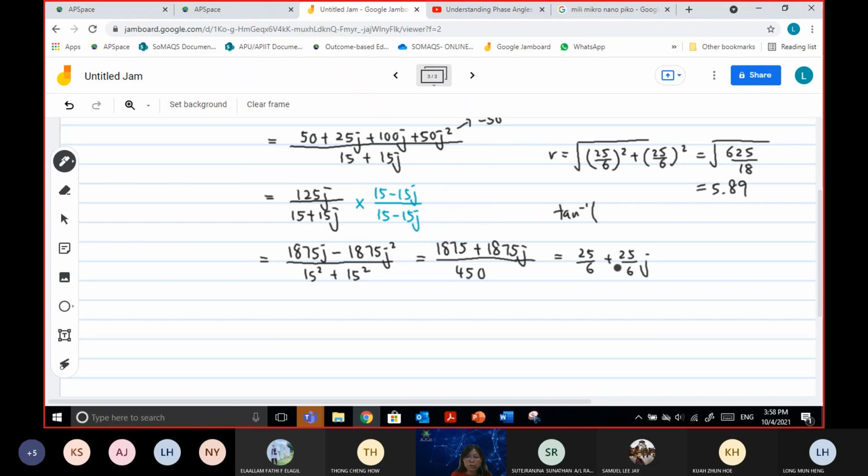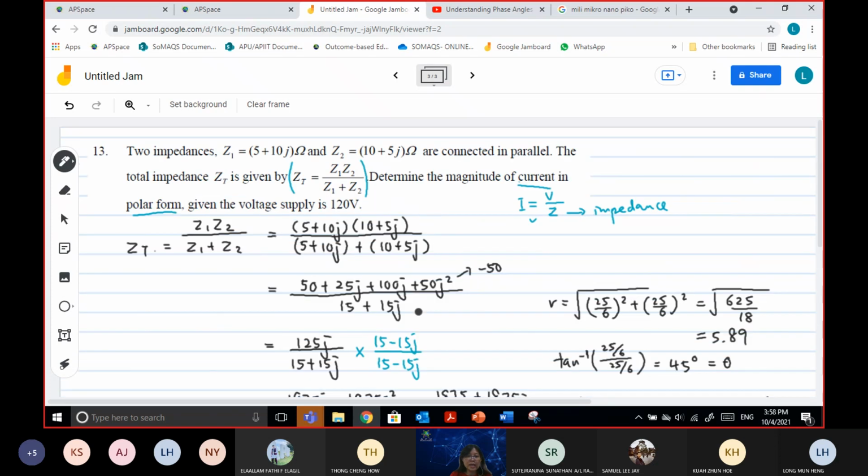Both are also positive values. So 25 over 6 divided by 25 over 6 is actually arctangent of 1, which is 45 degrees. So the theta, the argument, is 45 degrees. So when we rewrite, it is 5.89 angle 45 degrees. First quadrant. Okay, next one.